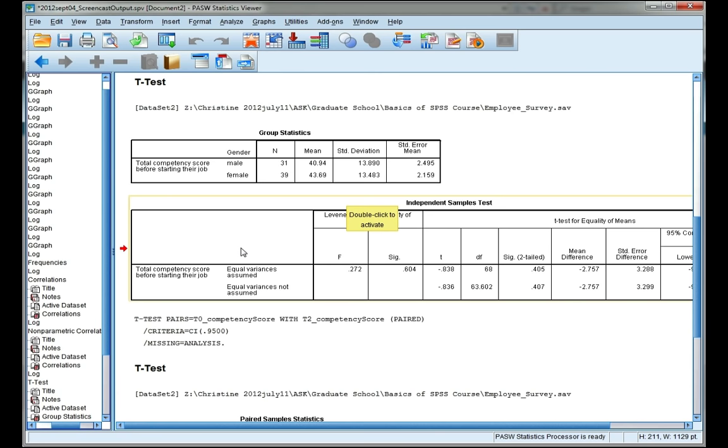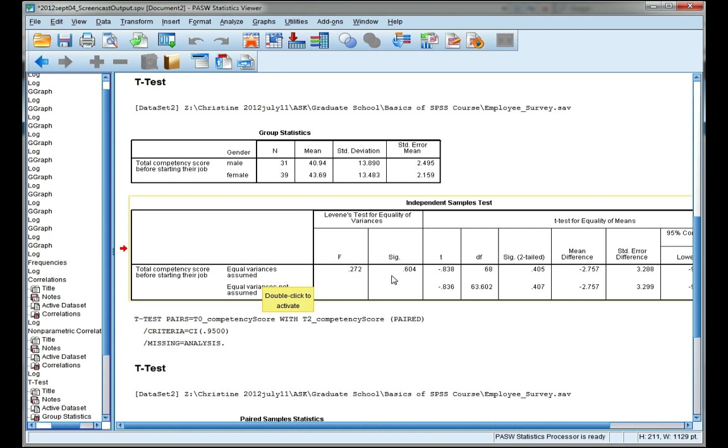Their standard deviations are about the same. This table down here is actually our t-test results. But before we know which line to read off of the t-test, because you see there are two lines here, the top one and the bottom one, we need to know whether or not we should assume that the variances are equal. We do this with Levene's test for equality of variances here.